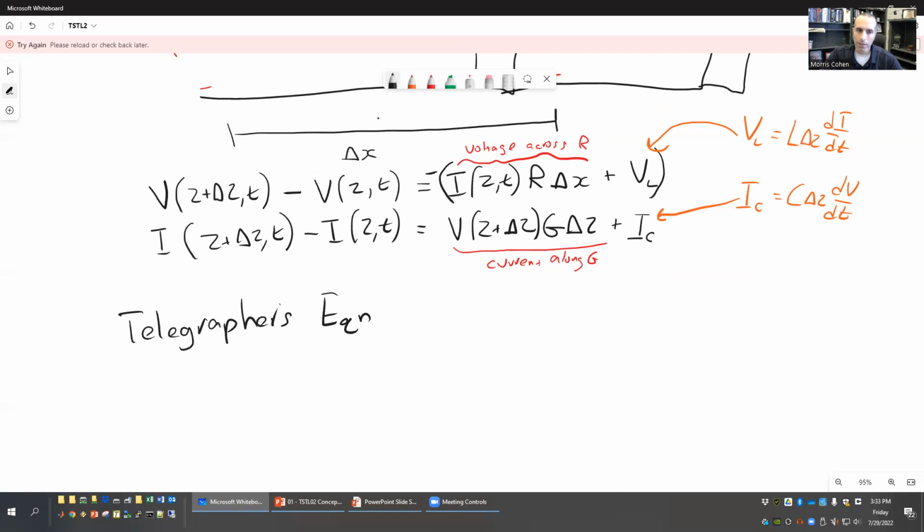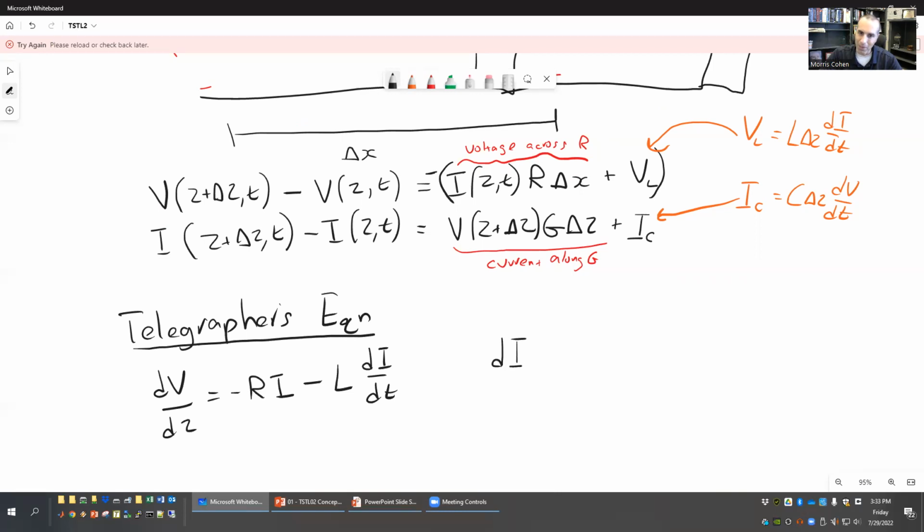If you want the details for how we get from these two equations here to the telegrapher's, take a look at the notes. But the telegrapher's equations look like the following. dV dz, the derivative of voltage with respect to Z, equals minus R times the current minus L, the inductance per unit length, times di dt. And the second one is going to look very similar, except we're going to swap the V's and the I's. This is a moving wave. That should not be a surprise. The derivative of current with respect to time equals minus G times the voltage minus C times dV dt. These are called the telegrapher's equations, number 1 and number 2.